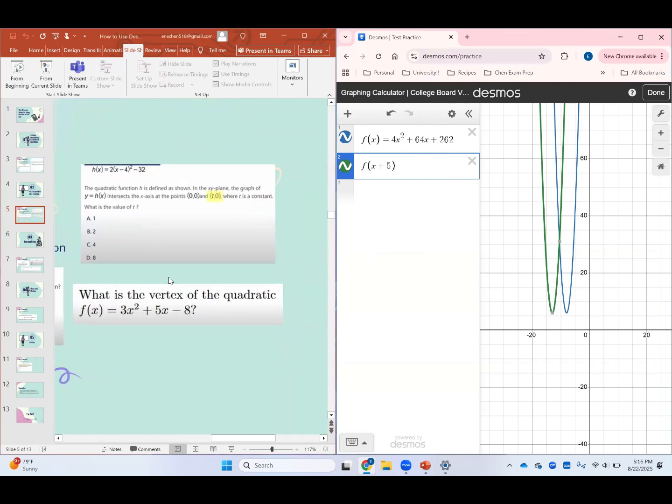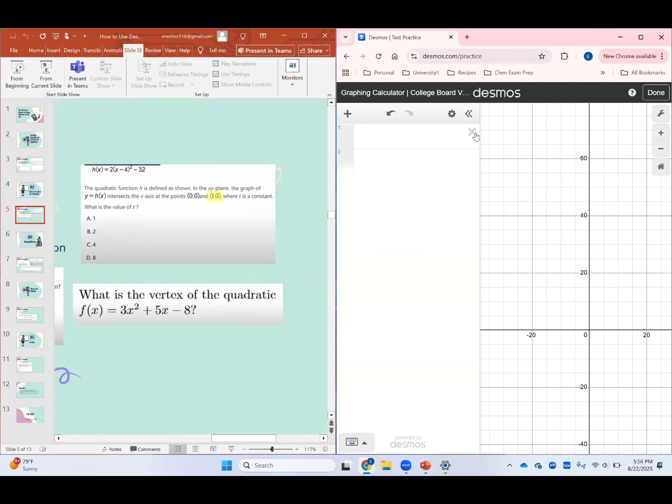Okay, now for our next question, it gives you another quadratic function, and it says the quadratic function h is defined as shown. In the xy plane, the graph of h at x intersects the x-axis at the points 0, 0, and t, 0, where t is a constant. What is the value of t?